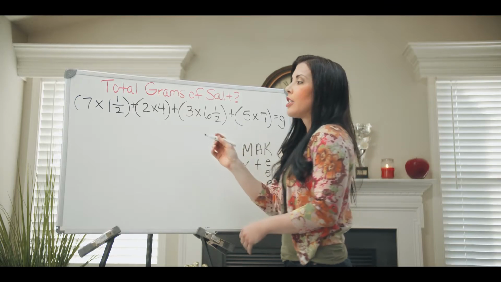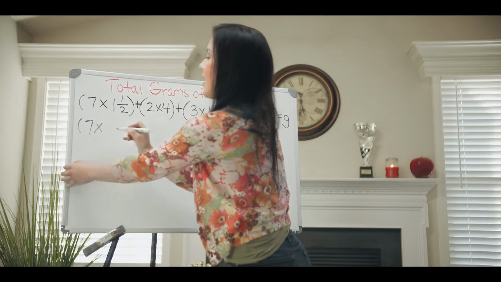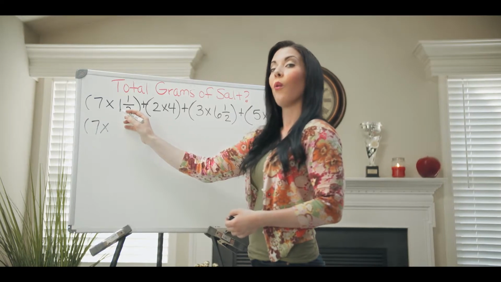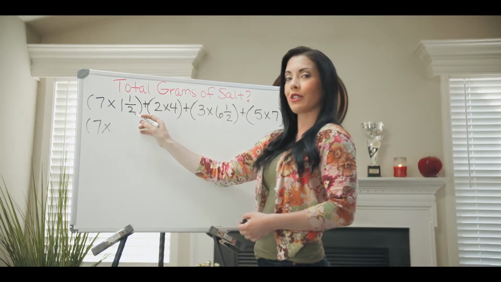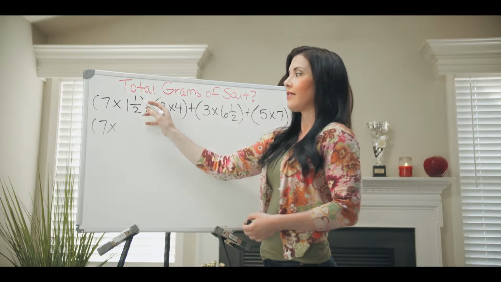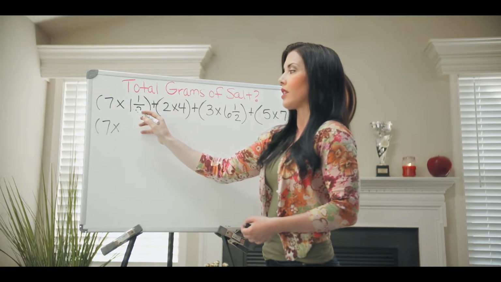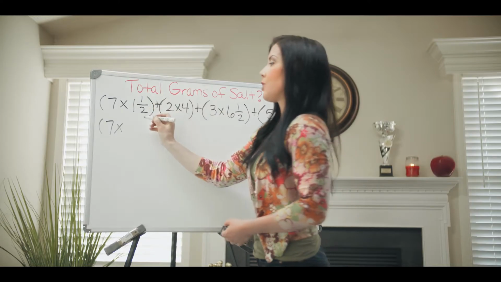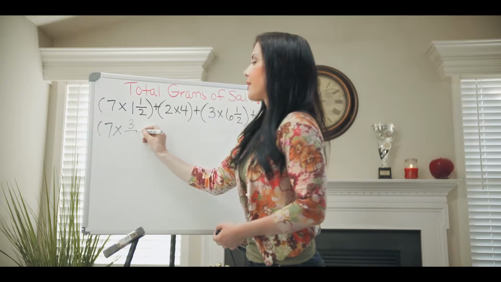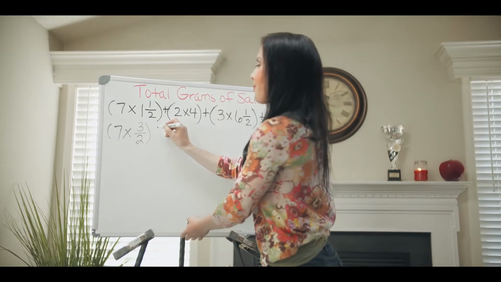Let's take a look. So I'm going to start with my 7, and here is where MAC comes in. Multiply: 1 times 2, your whole number times your denominator. 1 times 2 is 2. Add your numerator. Your numerator is 1. So 1 times 2 is 2, plus 1 is 3, and keep your denominator of 2. There you go, excellent, good job.